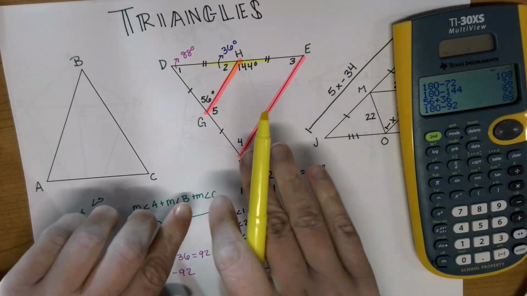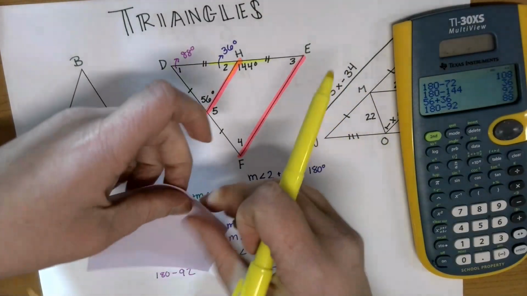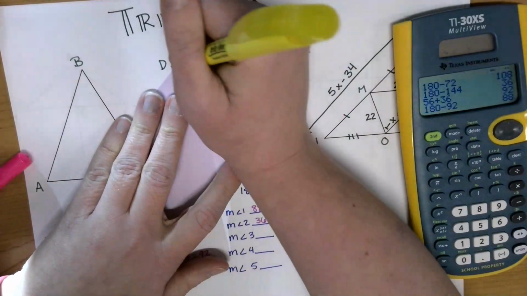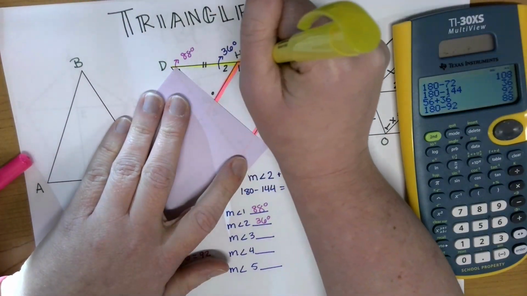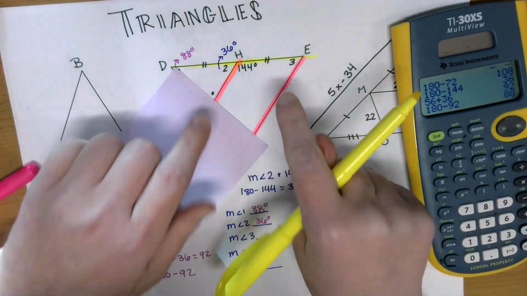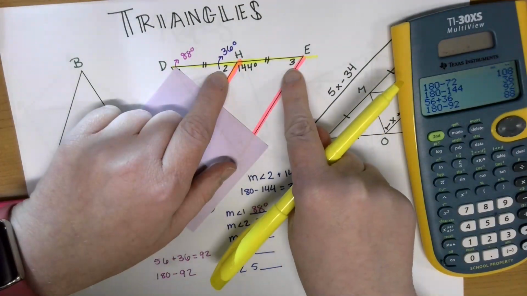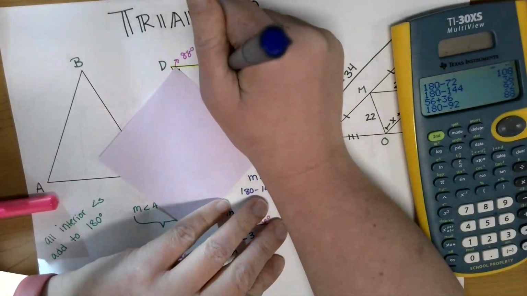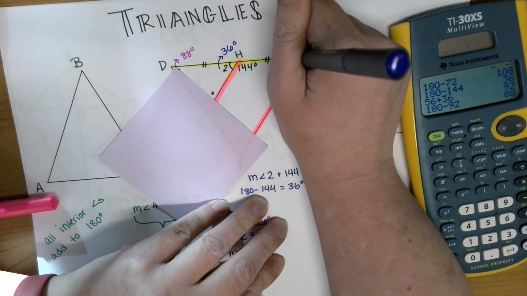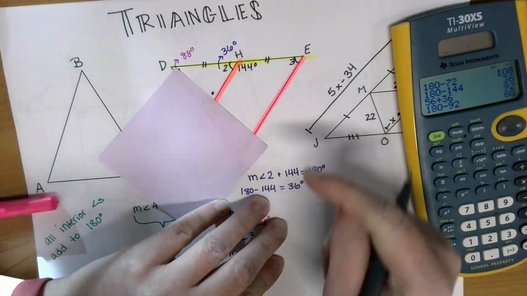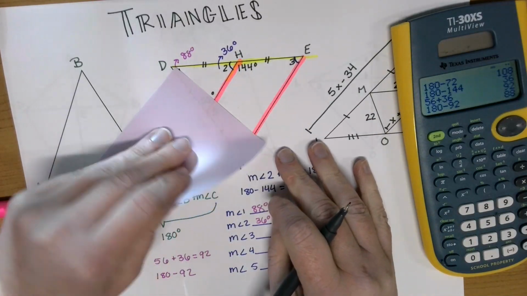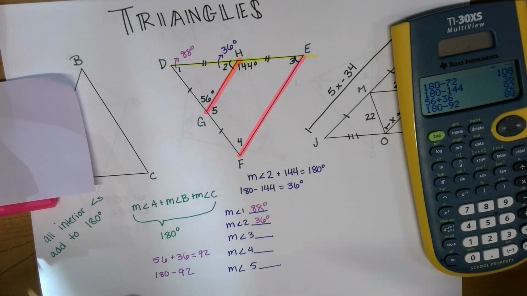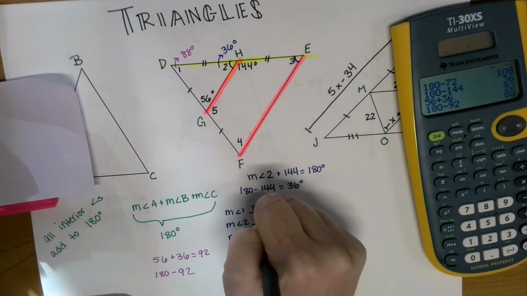So let's ignore this side for a second. I've got two parallel lines and a transversal, which means this angle and this angle are corresponding angles. So this angle is going to be congruent to this angle. 2 and 3 are the same angle. So angle 3 is also 36 degrees.